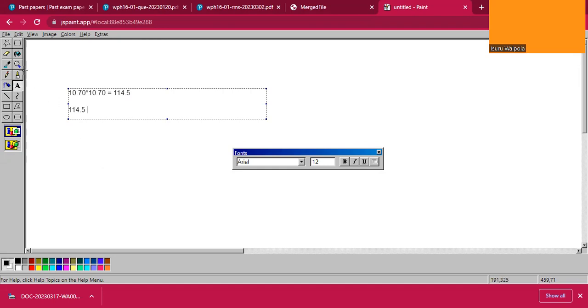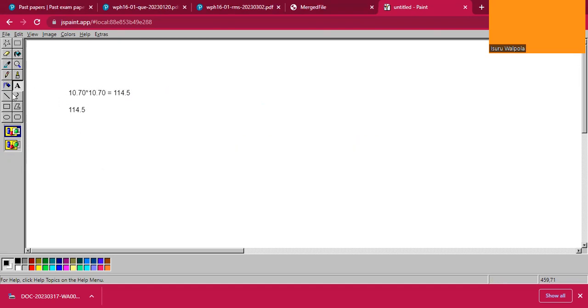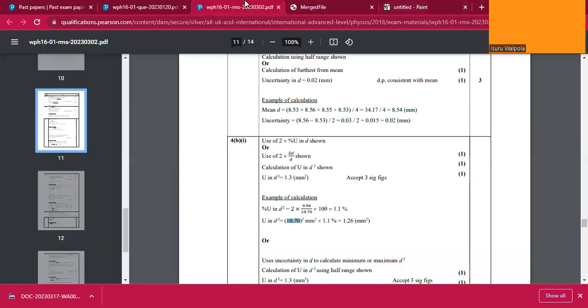Now, when you're presenting the answer, you have to do 114.5, plus or minus. And then here you have to put the uncertainty. Now, the percentage uncertainty was calculated already using this: percentage uncertainty of D into 2, 1.1%. You apply that to your 114.5 and you get 1.26.